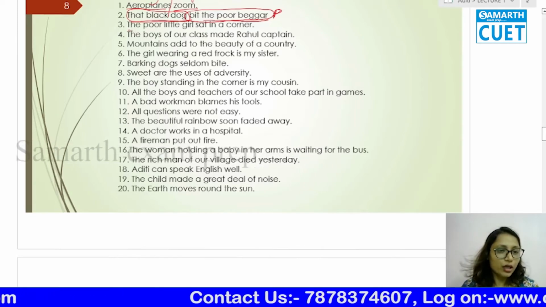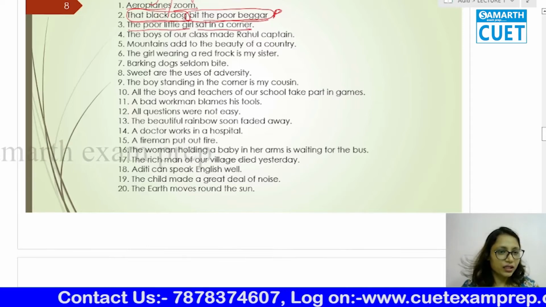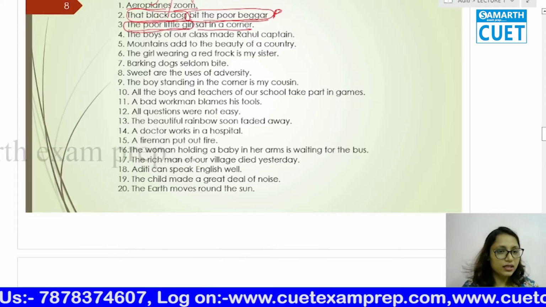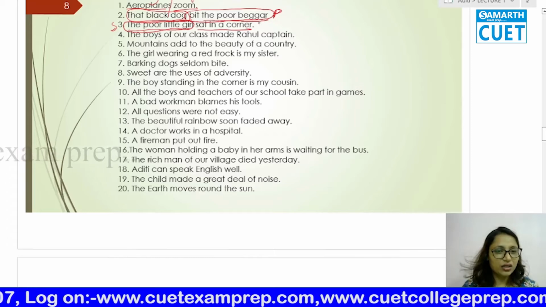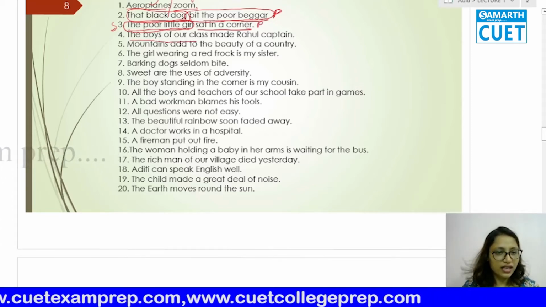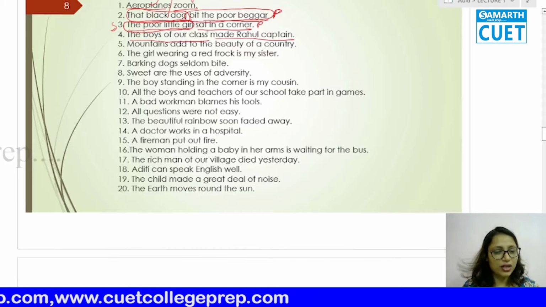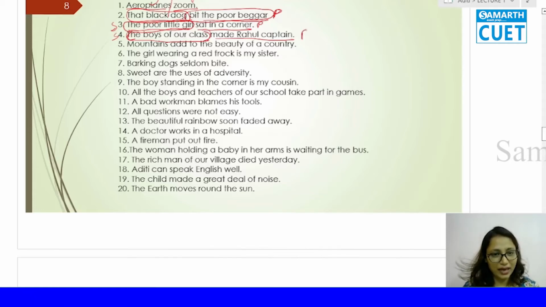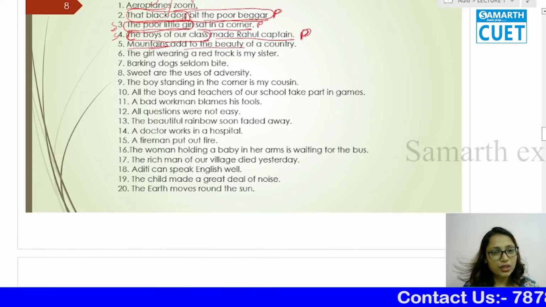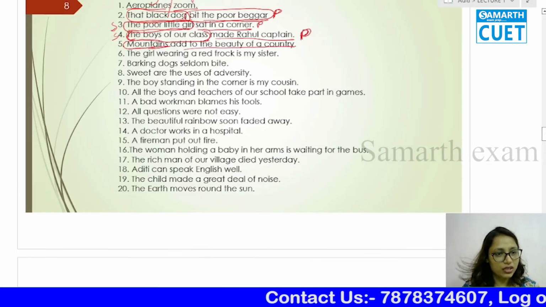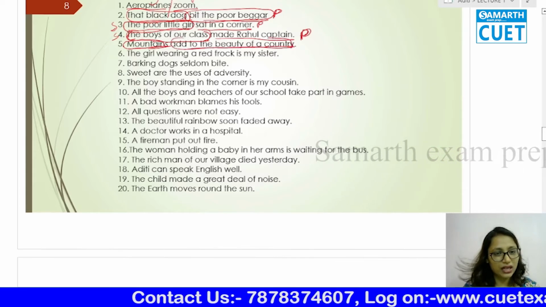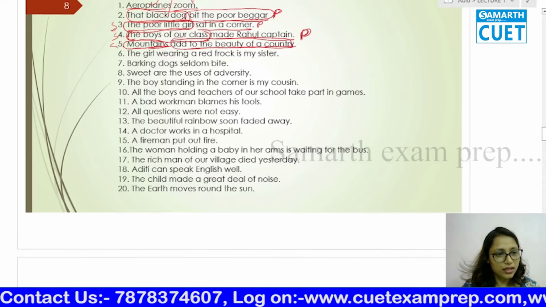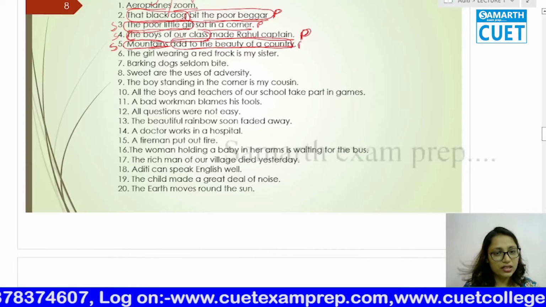Okay. So the poor little girl sat in a corner. The poor little girl here is the subject, and sat in a corner is predicate. The boys of our class made Rahul captain. So what did the boys of our class do? So the boys of our class is a subject here, and what did they do? They made Rahul captain. So made Rahul captain is predicate. Mountains add to the beauty of a country. So what are we talking about? Mountains. And what do mountains do? They add to the beauty of a country. So mountains is a subject, add to the beauty of a country is a predicate.